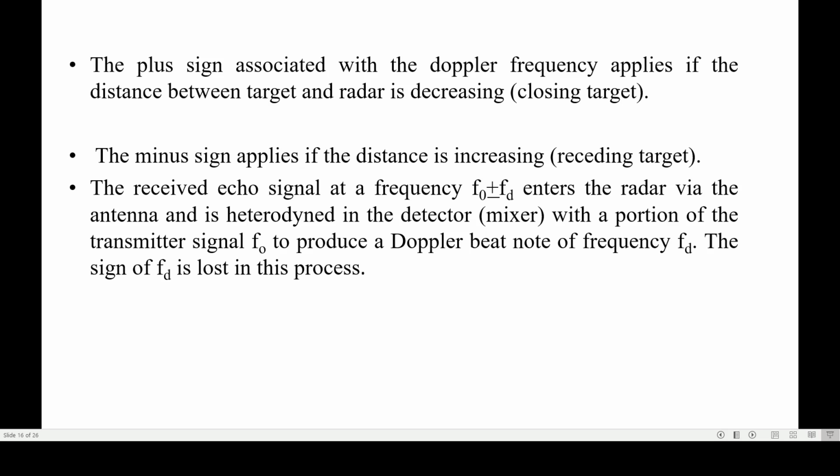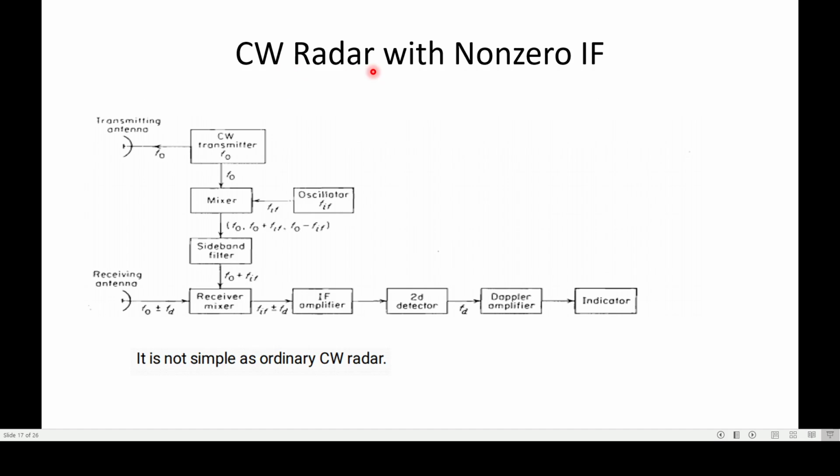Now on to the continuous wave radar with a non-zero IF. Non-zero IF means there is a local oscillator, there is an intermediate frequency. In the earlier case there is no such intermediate frequency, simply mixing the signal with a part of the transmitted signal, so that we will get the beat frequency.